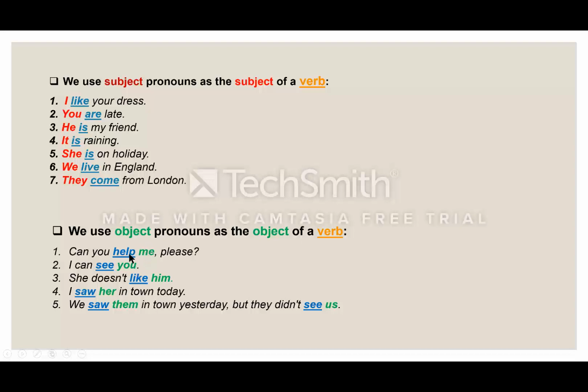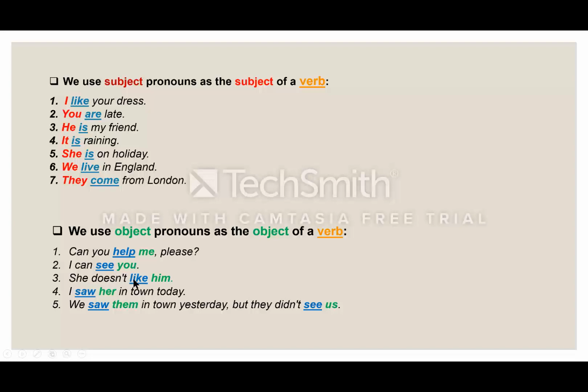If the pronoun comes after the verb, we don't write I, we write me, because me here comes after the verb. So, if it's after the verb, we will write me. We will change I to me. Can you help me, please? Number two. I can see you. As we said before, you stays the same in the subject and the object.